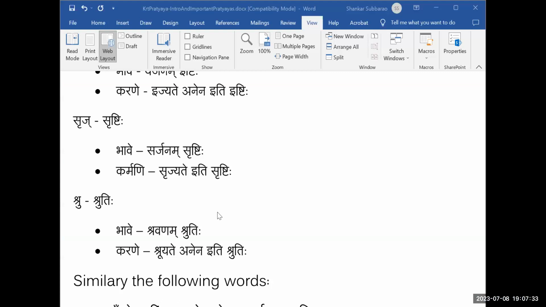Shruyate Anena will be Karane. Suppose I said Shruyate Asmin. I don't think such a word exists, okay? That would be Adhikarana. An acoustic room will become Shrutihi then. Okay? Possibilities. What we are learning is possibilities of meanings. Okay, next. So here you can add Karmani also. Good addition there.